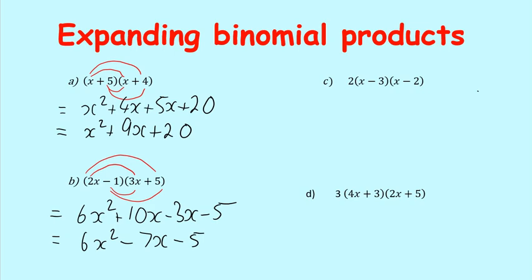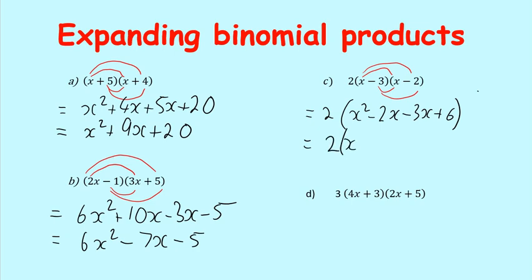For example C, we will do the same as the previous examples and first start with expanding the brackets through multiplication. We will leave the 2 outside of the brackets, which will give us 2 bracket x squared minus 2x minus 3x plus 6 bracket. We will then collect like terms, which will give us 2 bracket x squared minus 5x plus 6 bracket. We will then multiply the inside of the brackets by 2, which will give us the answer 2x squared minus 10x plus 12.